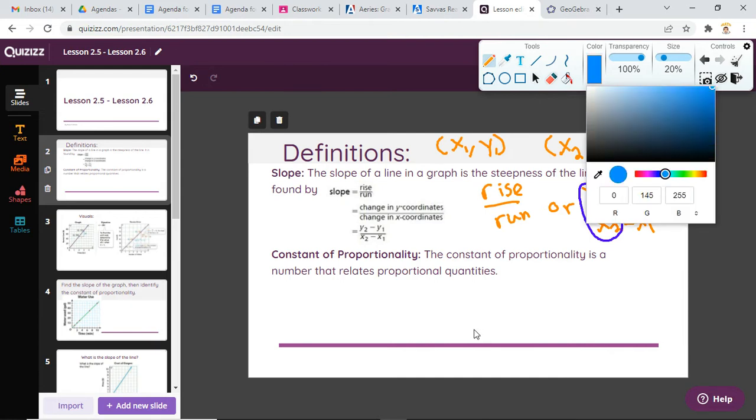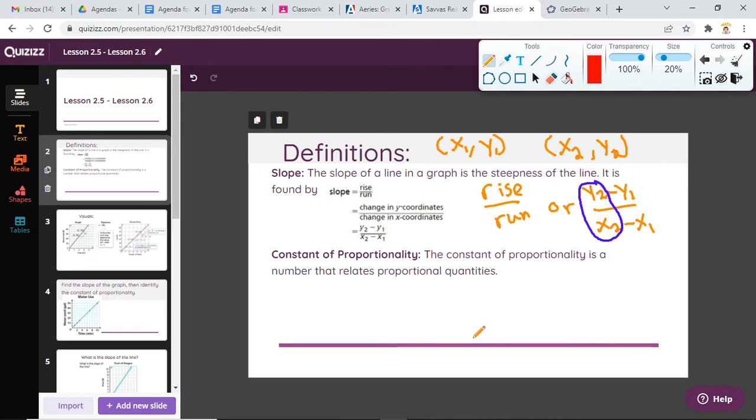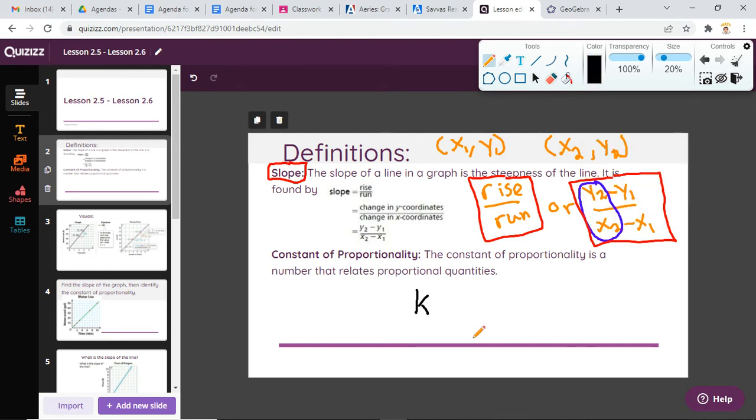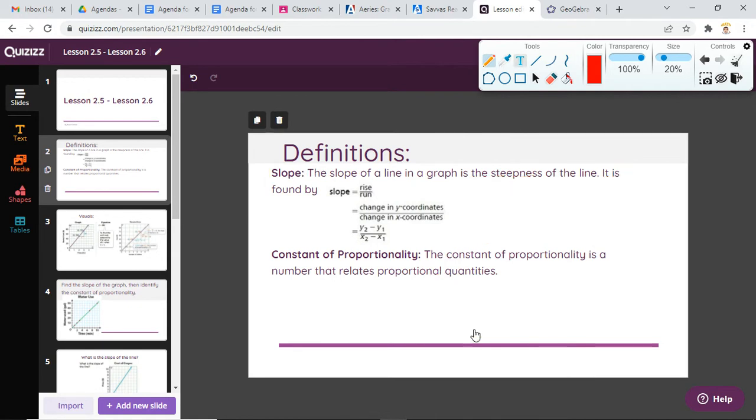So if you guys are writing this down in your notes here, the stuff that is absolutely important that you need to have down is obviously your slope. You need to get down the rise over run, and you need to get down this here, y2 minus y1 over x2 minus x1. I would also like you guys to get down that the constant of proportionality is k, and it is found by doing y divided by x. So if you guys need to pause this video to get the definitions down, I would recommend you have everything down that is boxed in red.